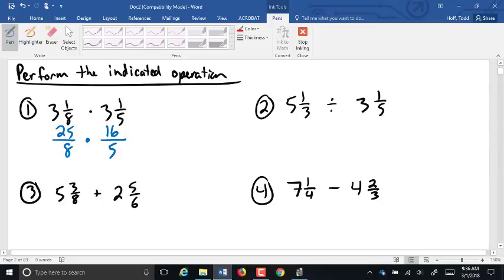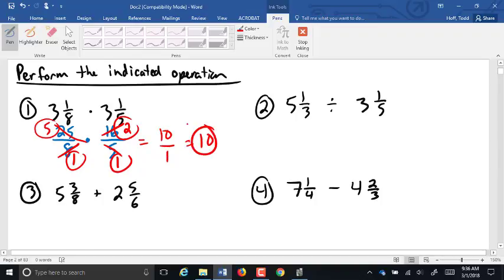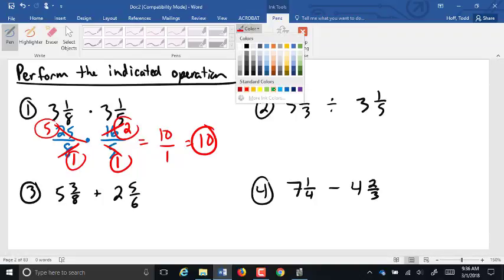We could multiply them straight out, but before we do that, what can we do with this one? We can reduce. Cross cancel. 8 and 16 both divide by 8. So they'll give me 1 and 2. 25 and 5 both divide by 5, which will give me 1 and 5. 5 times 2 is 10. 1 times 1 is 1. 10 over 1 or just 10. Any questions on that one?